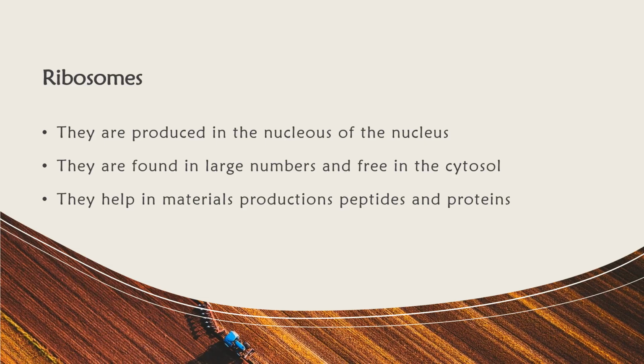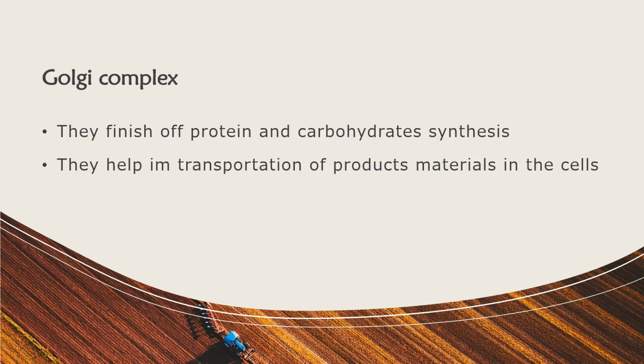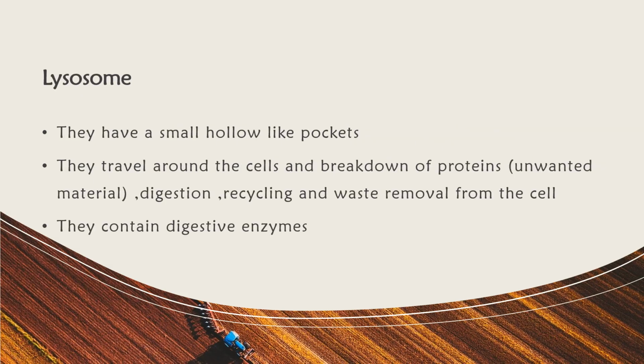So we are going to look at the ribosomes now. They are produced in the nucleolus of the nucleus. They are produced in large numbers and they are free in the cytosol. Cytosol, this is the aqueous or the water-like liquid within the cell. So they help in material production, that is the peptides and the proteins. Then the Golgi complex, they finish off the protein and carbohydrate synthesis. So they also help in transportation of products and materials in the cell. So the major work is transportation.